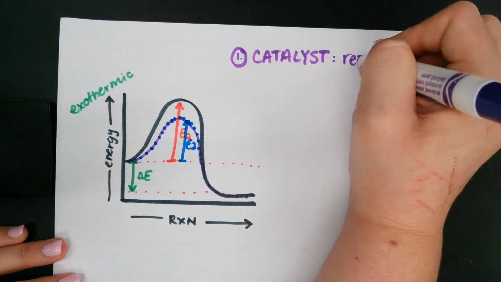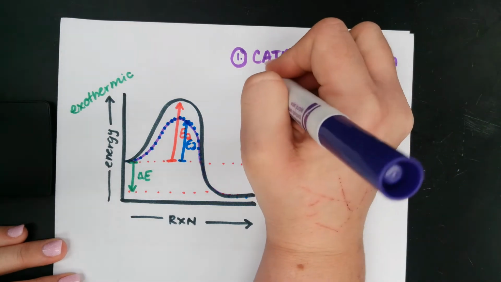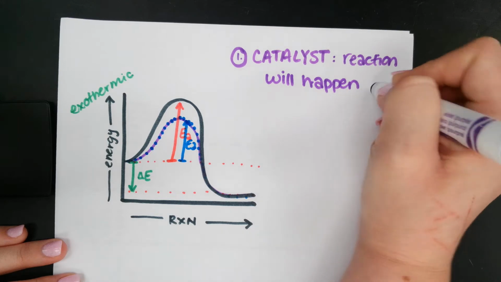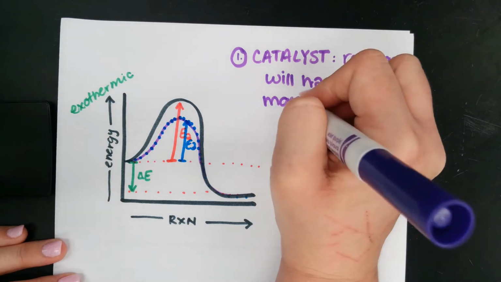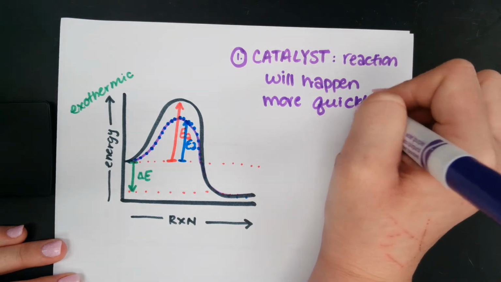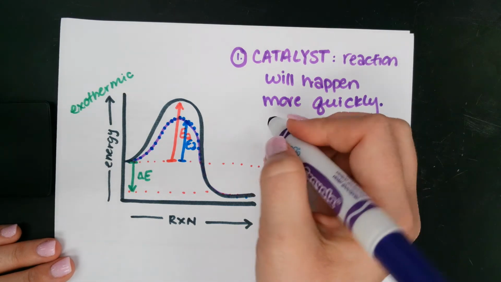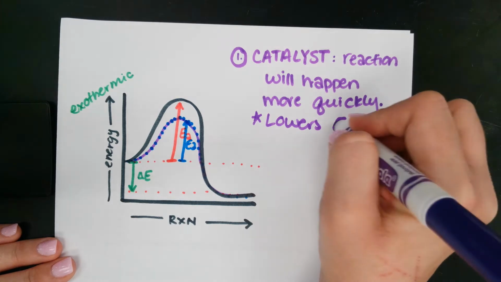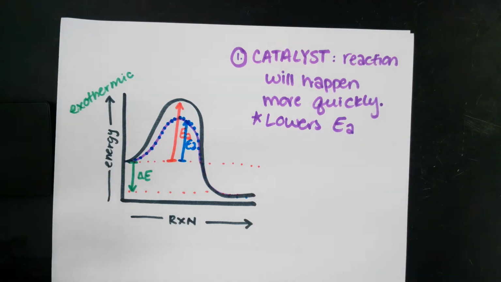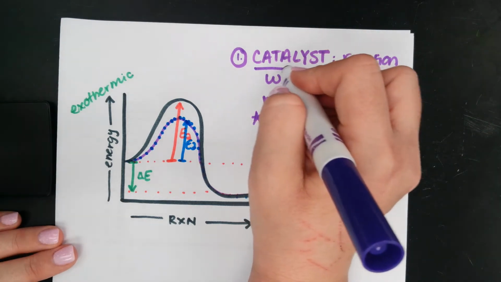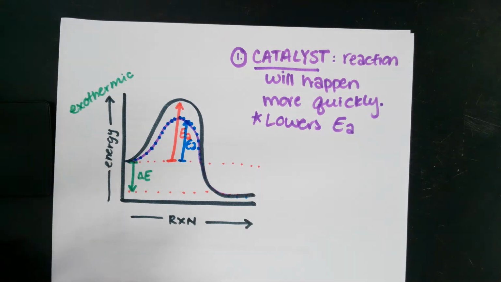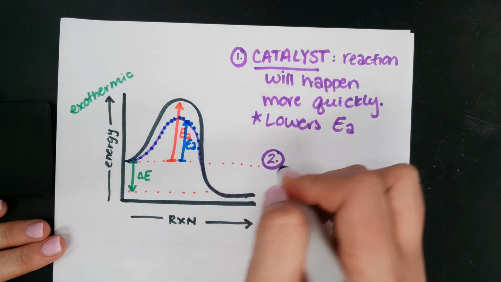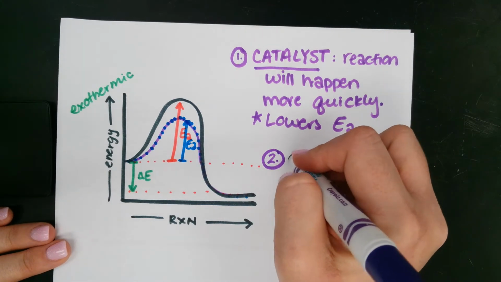So with this one, the reaction will happen more quickly, and that is because it lowers the activation energy. So that is how the catalyst is helping. So this is our first way to lower it. The second way to increase our rate of reaction is with surface area.